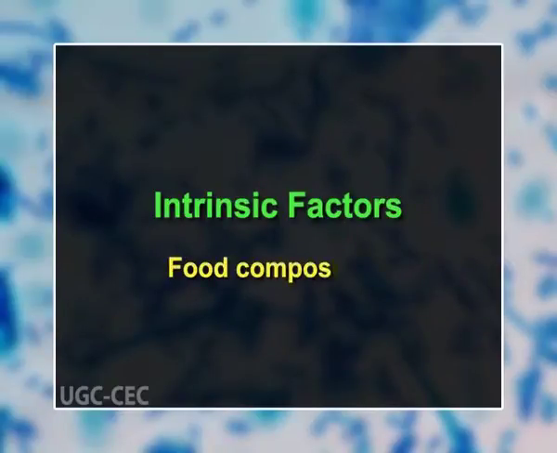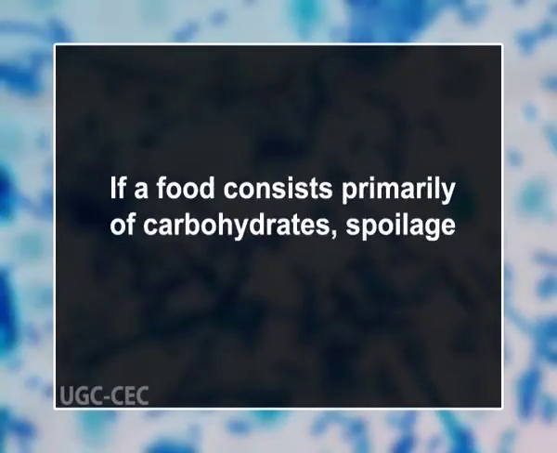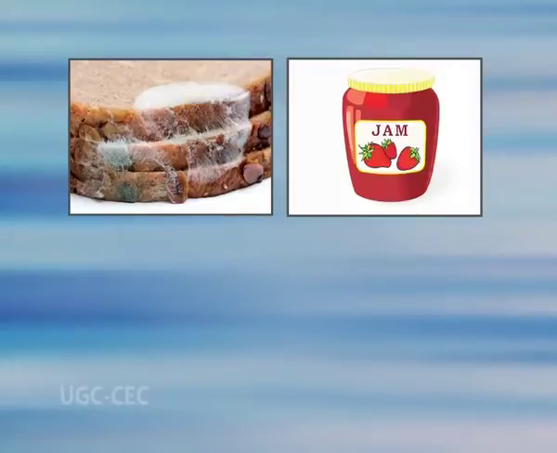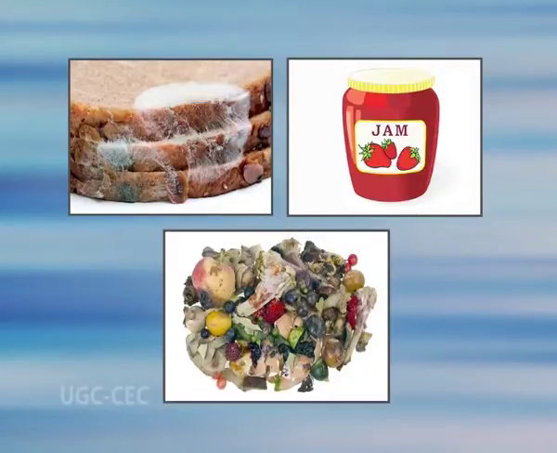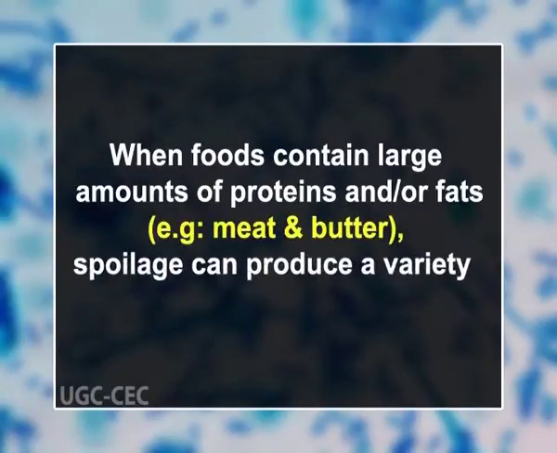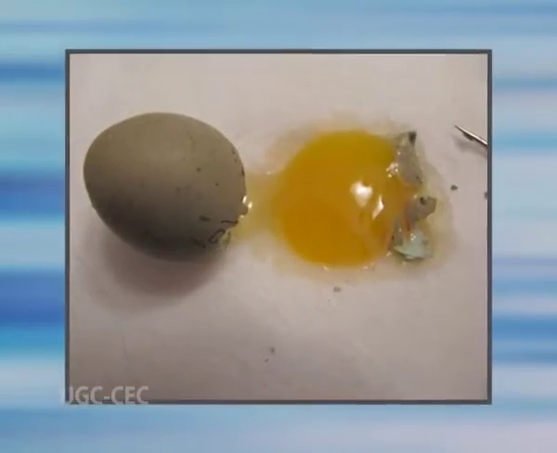It comprises of food composition. Food composition is a critical intrinsic factor that influences microbial growth. If a food consists primarily of carbohydrates, spoilage does not result in major odors. Thus, foods such as breads, jams, and some fruits first show spoilage by fungal growth. In contrast, when foods contain large amounts of proteins or fats, for example, meat and butter, spoilage can produce a variety of foul odors. One only need think of rotting eggs.